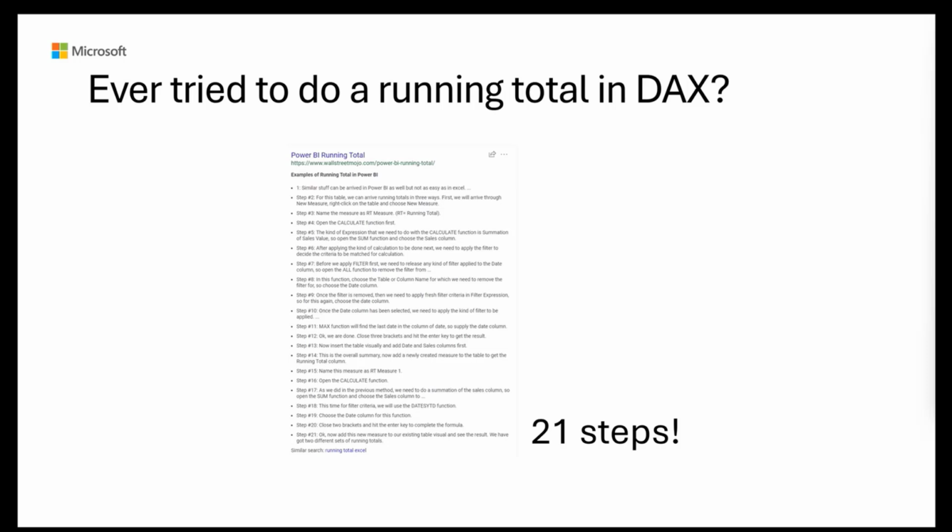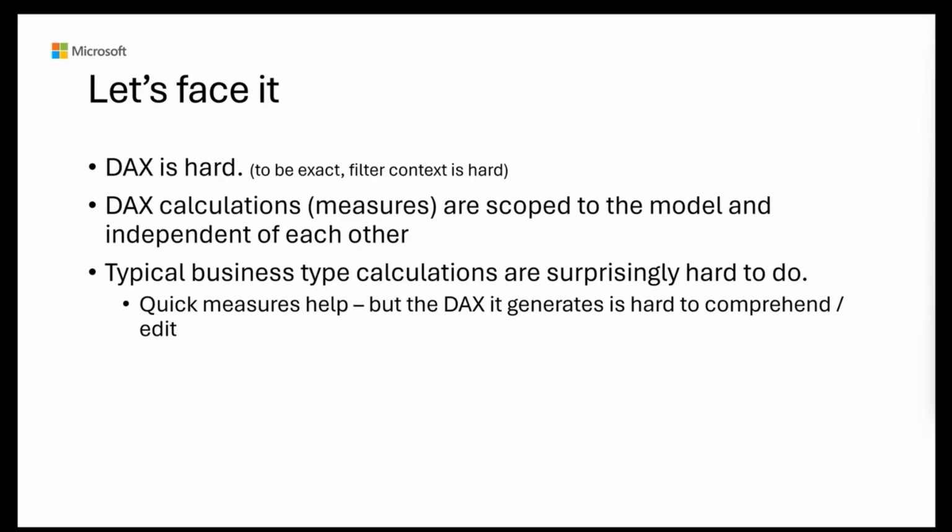So today, let's face it, DAX is just hard. And to be exact, filter context is hard. The measures you define in DAX are scoped to the model. They're independent of each other. So they basically have to deal with the complexity of your data model.